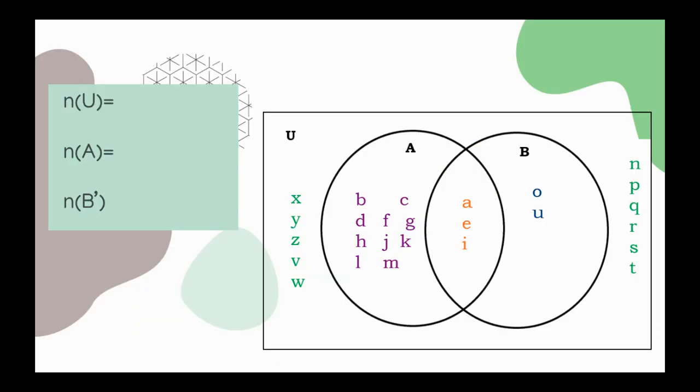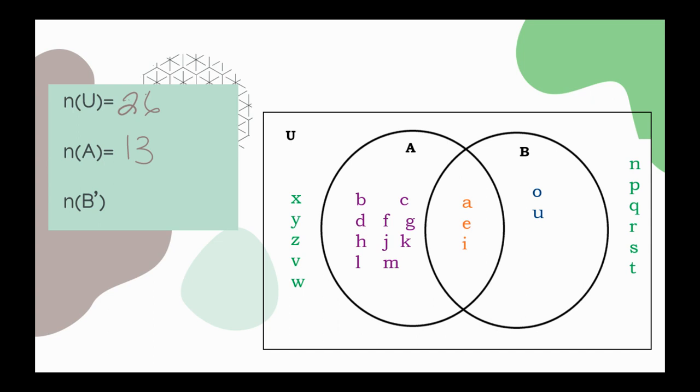So let's try this. The number of things in the universe. Well, if you count up everything in this box, there are how many letters? There are 26, right? Now the question is how many things are in A? Well, if we count them all up, we're counting the purple and the orange letters this time because they're all in A. We get 1, 2, 3, 4, 5, 6, 7, 8, 9, 10, 11, 12, 13 of them. So we have 13 things that are in A.